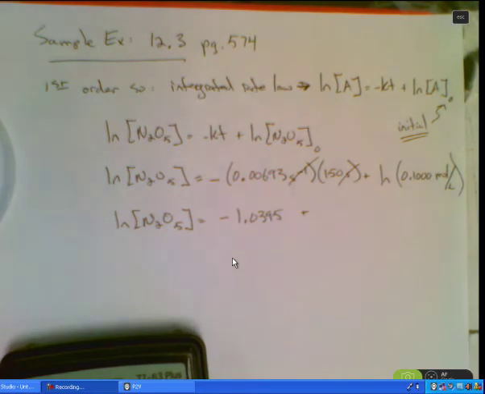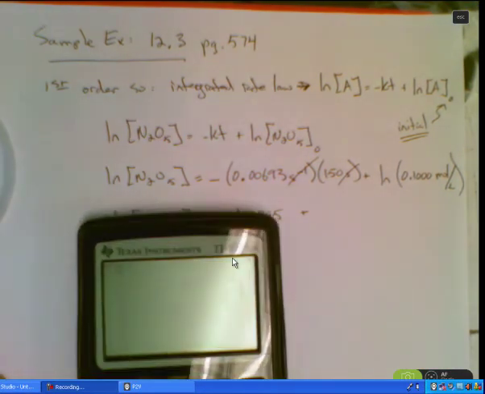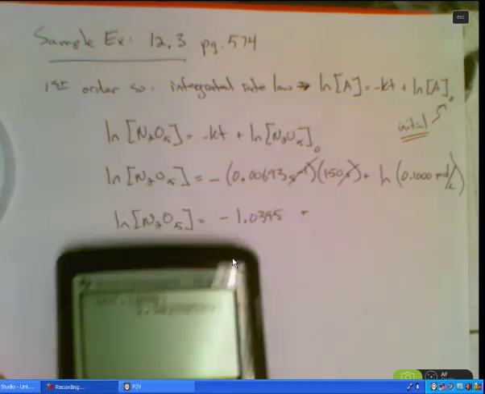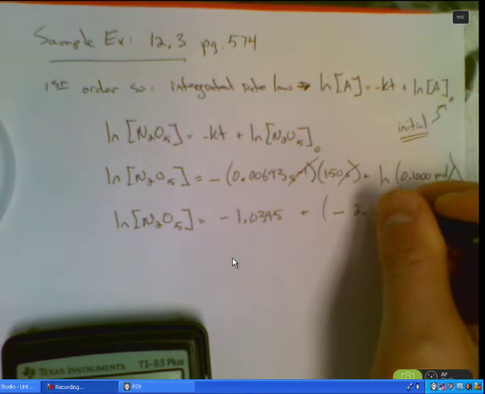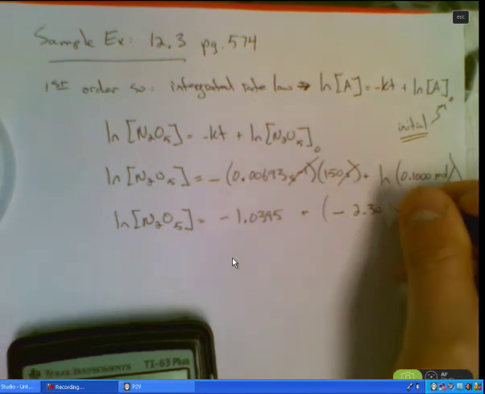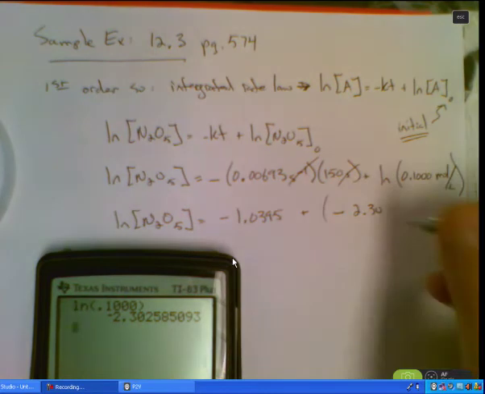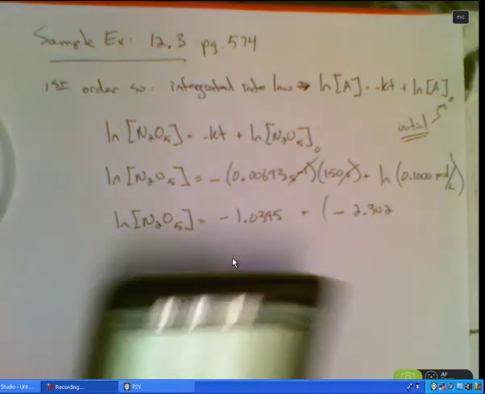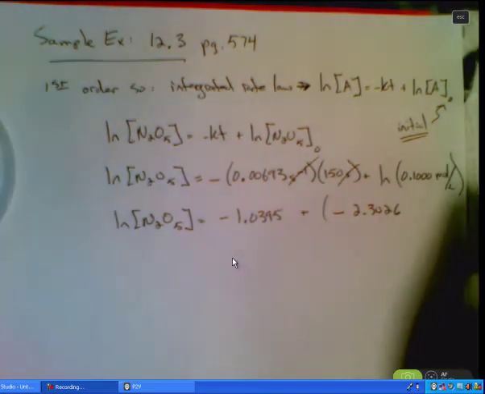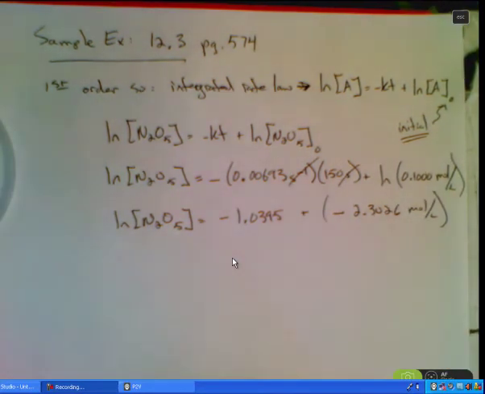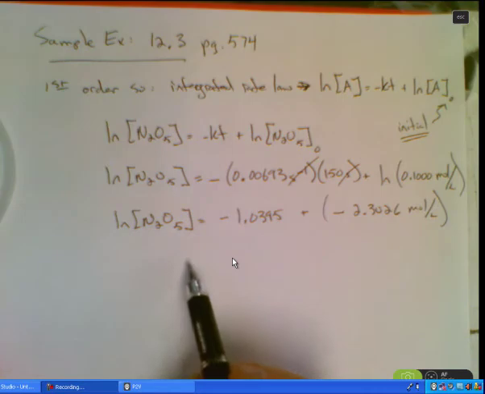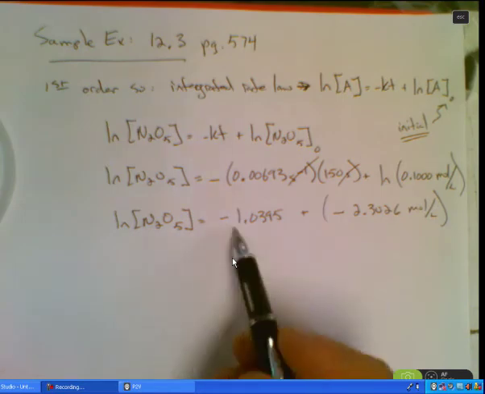Plus the natural log of 0.100. So natural log 0.100. Enter. So it's negative, I'm going to keep the sig figs the same, negative 2.3026. Okay, and the unit is still the same here, mole per liter, nothing canceled. All right, so now we can add these two together.